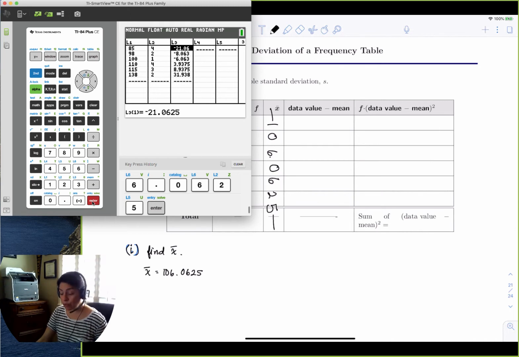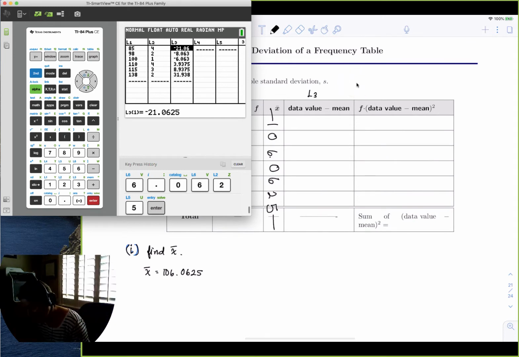Hit enter, and all those values come up. So go ahead and put those values from the calculator here into this list here. So I'll go ahead and mark this as list 3, and I'm going to put those numbers in. Negative 21.06, negative 8.063, 3.9375, and then so on.